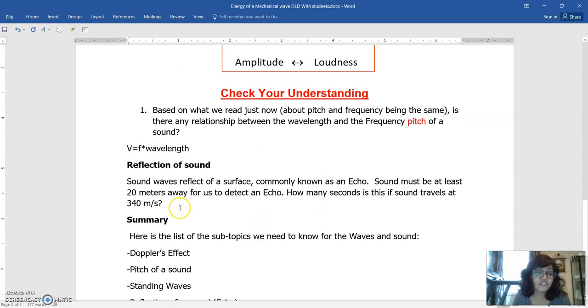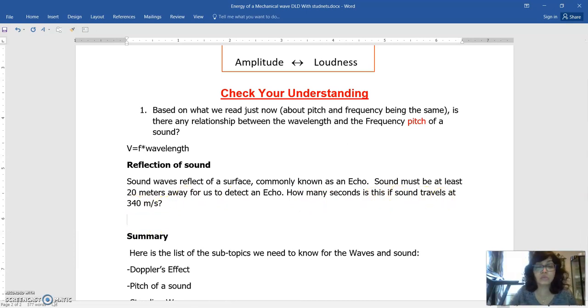Another question which several of you missed was reflection of a sound wave. Sound waves reflect off a surface, commonly known as an echo. I think this is something we know even before I teach it, because most of you know that. Sound must be at least 20 meters away for us to detect an echo. So the question was, how many seconds is this if sound travels at 340 meters per second? So what's given to us is the speed of sound.